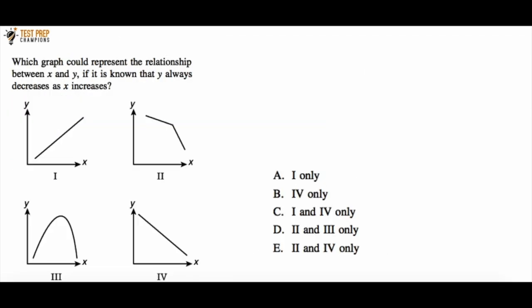Which graph could represent the relationship between x and y if it is known that y always decreases as x increases? Is it A, B, C, D, or what about E? So now would be a good time to have you pause the video, try this question out, and if you get stuck, don't worry, because we're just going to go over how to do it.